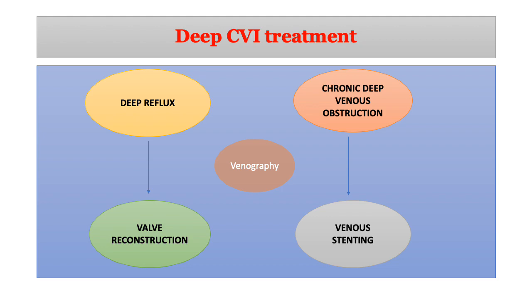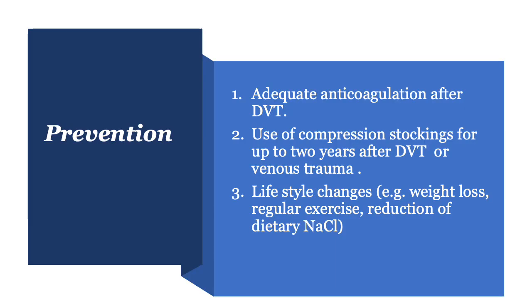Okay? And finally, how to prevent chronic venous insufficiency development? First, adequate anticoagulation after DVT. Second, use of compression stockings for up to 2 years after DVT or venous trauma. Third, lifestyle changes, for example, weight loss, regular exercise, reduction of dietary salt. So that's all about chronic venous insufficiency in general.